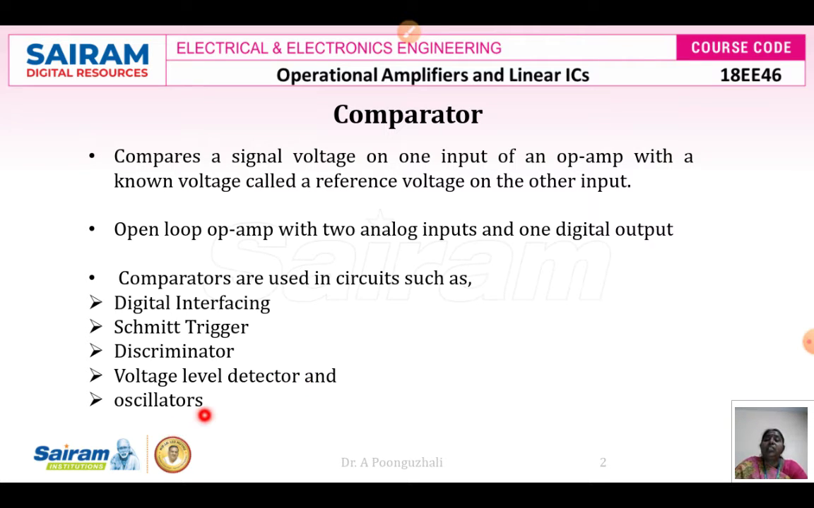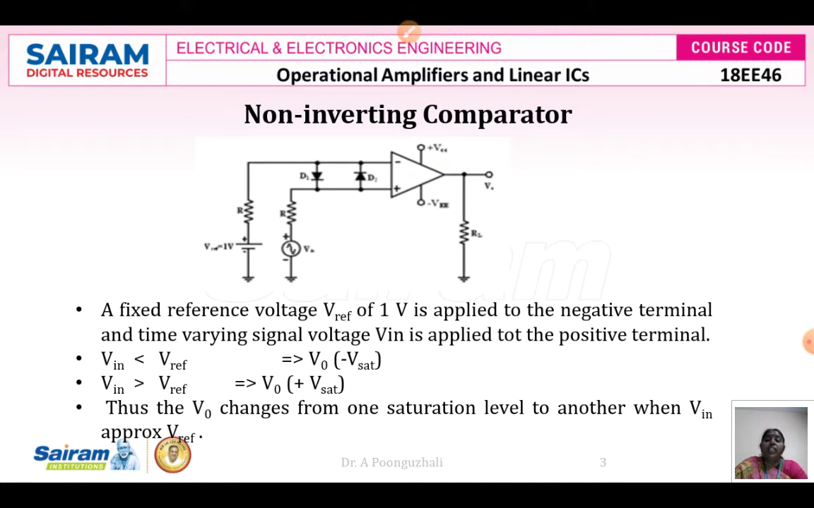Next, in oscillators also you can use a comparator. In oscillators we had seen the RC phase shift oscillator. One input was the feedback signal, given to one input of the operational amplifier. The other input was the gain of the circuit. So to compare it, we had used the op-amp as a comparator there. Now we will see the non-inverting comparator.